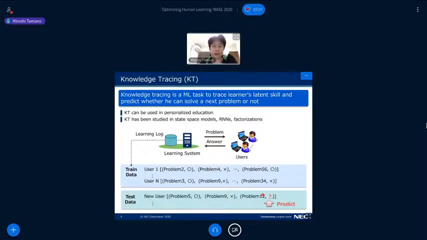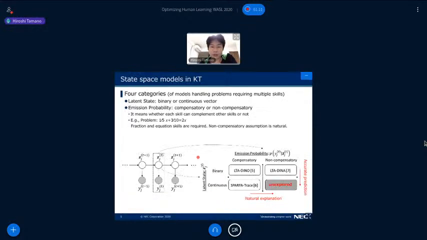Knowledge tracing has been studied with the state space model, recurrent neural network, and factorization. When we look at the state space model, there are 4 categories regarding models which handle problems requiring multiple skills.